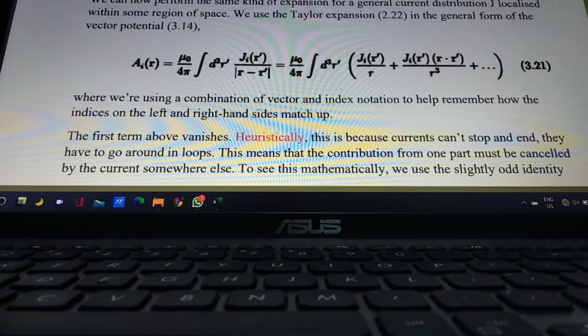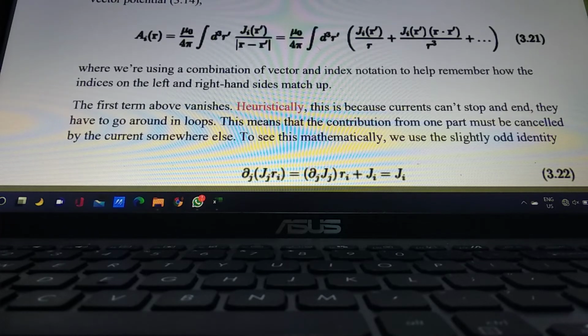3.3.2 General current distribution. We can now perform the same kind of expansion for a general current distribution J localized within some region of space. We use the Taylor expansion in the general form of the vector potential.